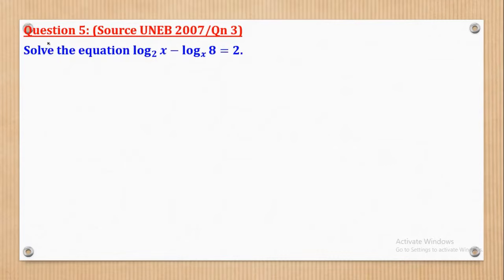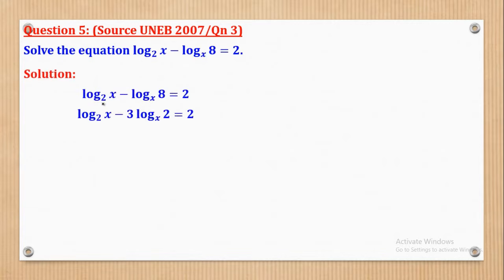So now we shall go to question 5, which came from UNEB 2007, paper 1, question 3. And it says, solve the equation that. So that was the given equation. You have to put them under the same base. So that means that you shall get the reciprocal of this, which will give you that.